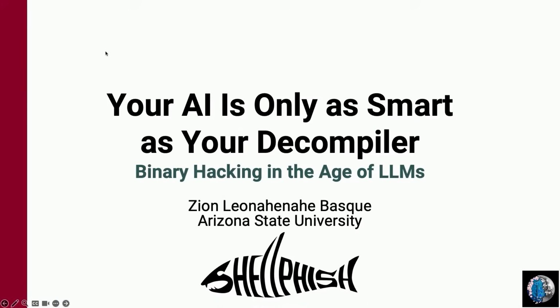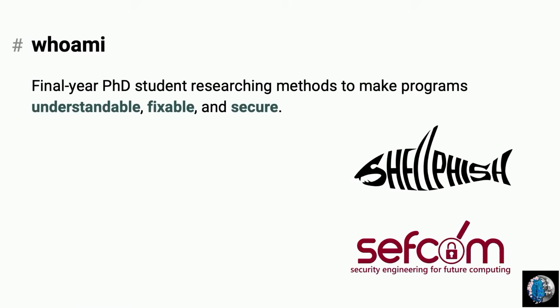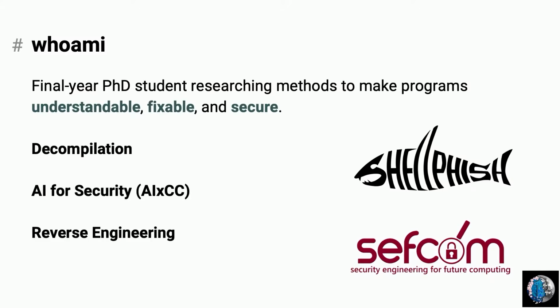But just to waste time in the beginning, let's talk about me. Who am I? I am a final year PhD student at Arizona State University. I am currently on the academic job market. You know who you are. I research how to make programs more understandable, more fixable, and more secure. To do so, I do research in different areas.